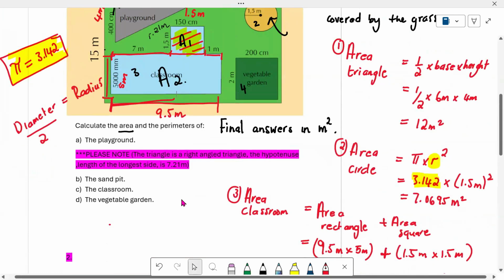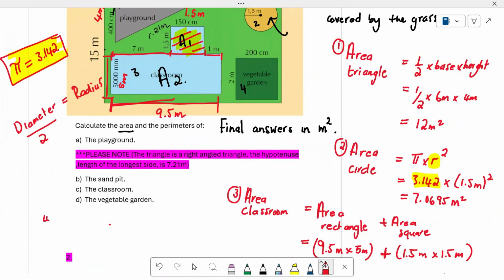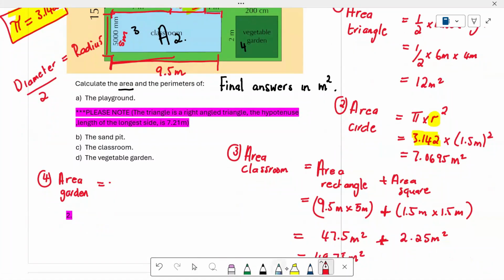And then what formula do we use? It's a square shape. So we're going to first convert the 200 centimeters into meters. So it's going to be 200 divided by 100, and I got 2 meters. Just 2 meters, because it's just length, not squared. So area is equal to length times length. So it's going to be 2 meters times 2 meters. The answer is 4 meters squared.